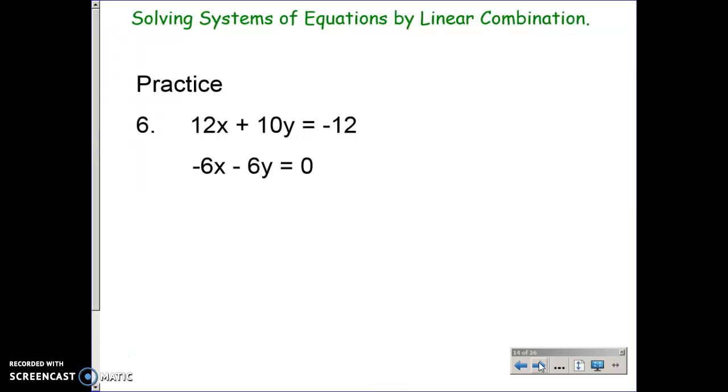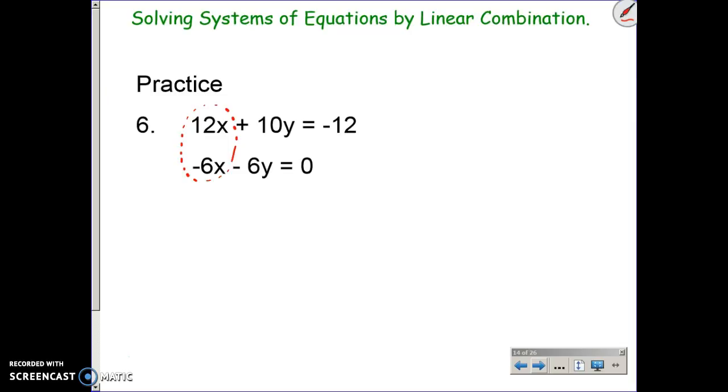So looking at this one, do any of our variables have the same number? Well, 12 and negative 6 aren't the same, and 10 and negative 6 aren't the same. Dang it, that means it's not ready to go for us, so we're going to have to do some extra work. So now, let's look at the x's. Alright, well, 12 and negative 6, can I get negative 6 to equal 12?